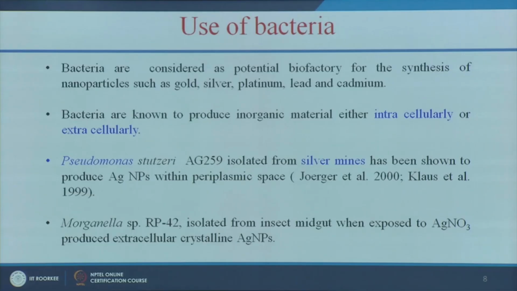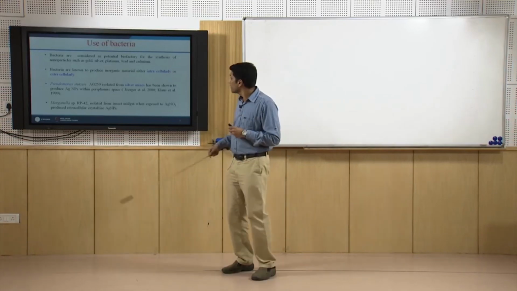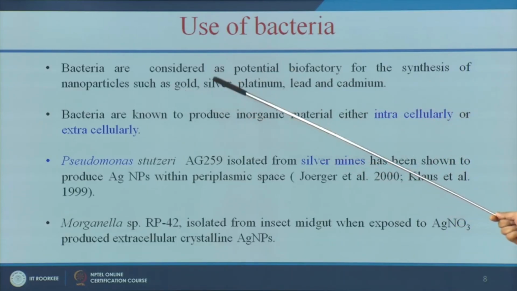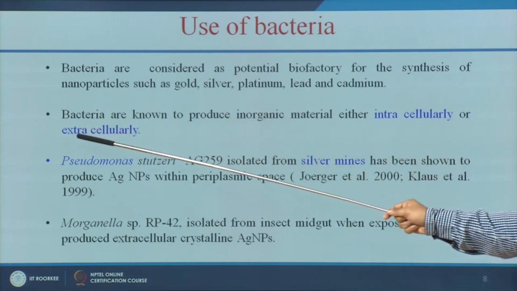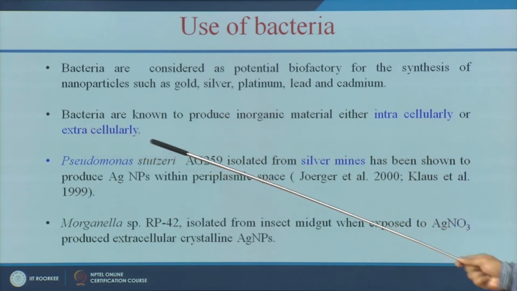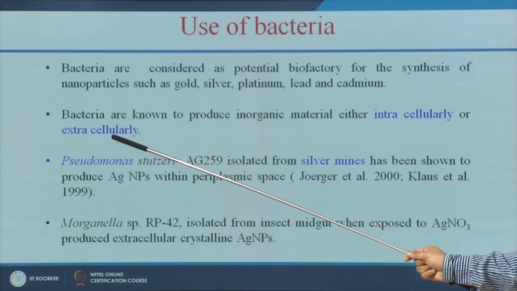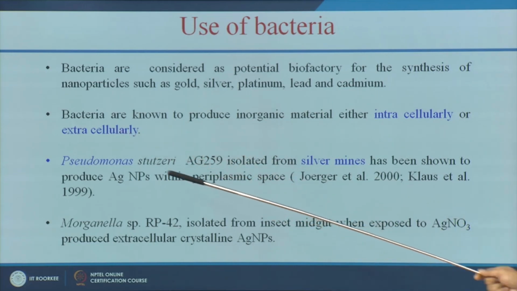Let us see some examples of how we can synthesize these nanoparticles using bacteria. Bacteria are considered as potential biofactories for the synthesis of nanoparticles such as gold, silver and other metal nanoparticles. These bacteria can produce the nanoparticles either intracellularly or extracellularly. What is intracellular? Intracellular means inside the cell. What is extracellular? It can synthesize nanoparticles outside the cell. Okay, so let us see some examples.